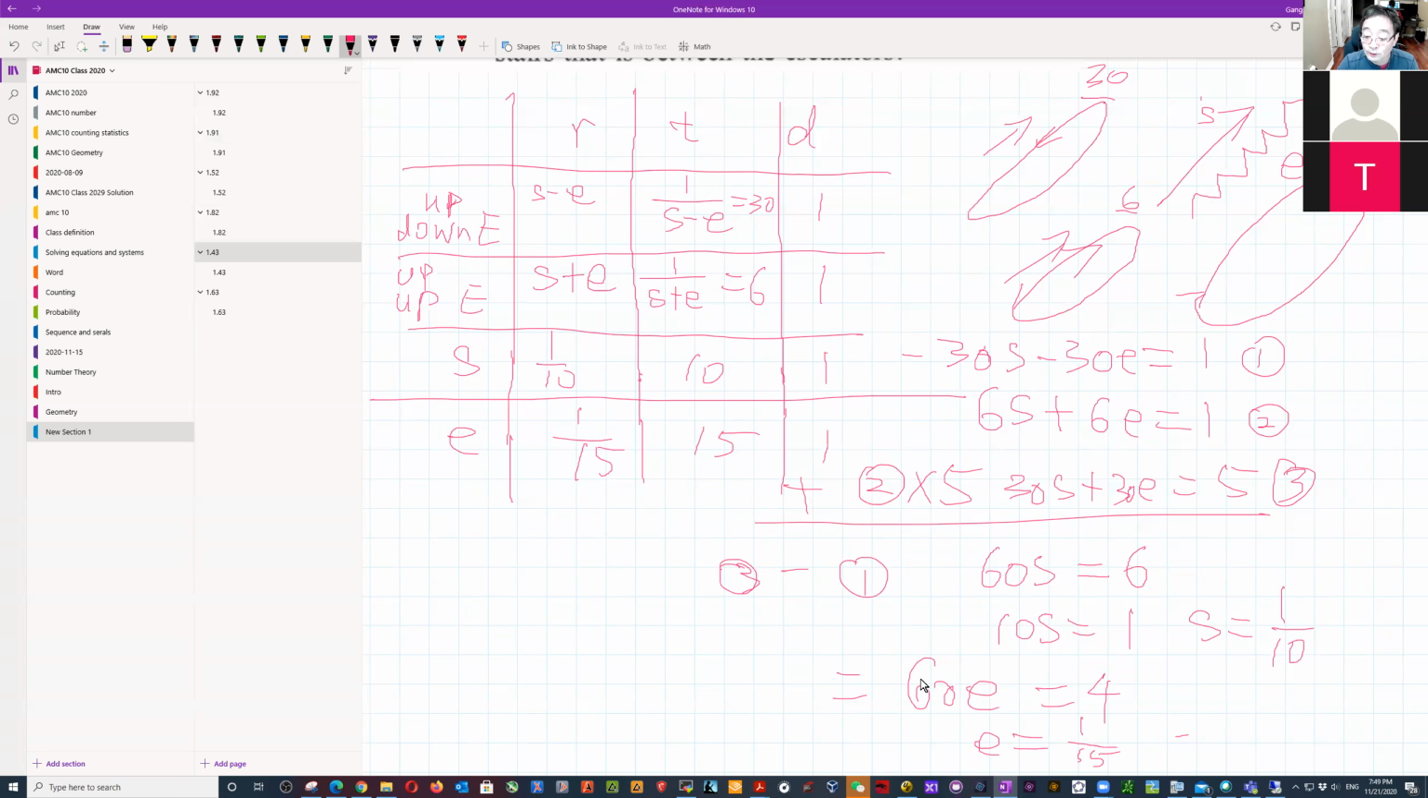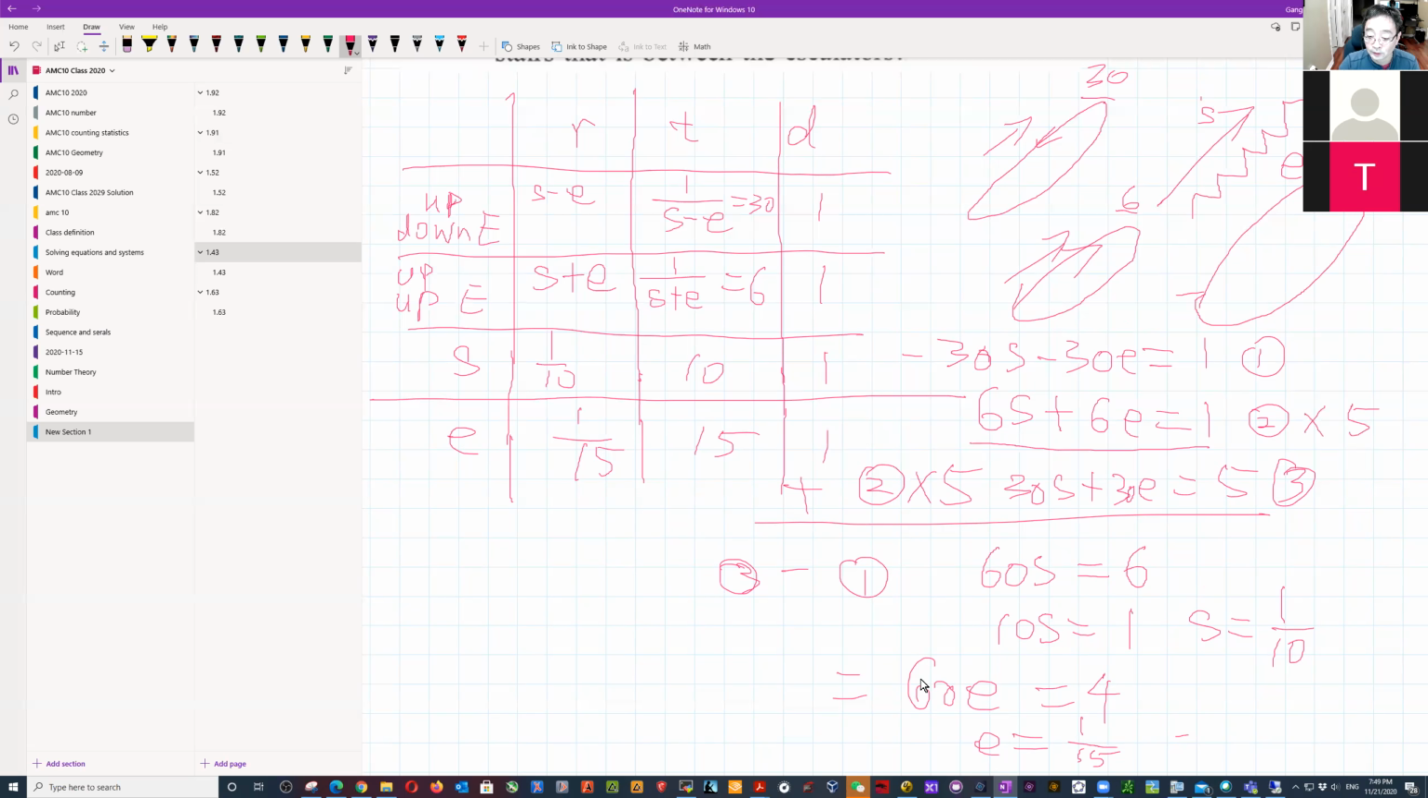Yes. So why would 30s plus 30e equal to 5? Oh, just 2 multiplied by 5. Wait, why would you multiply it by 5 then? Oh, I multiply by 5 so that I can synchronize the coefficient between 1 and 3. I can do the addition and subtraction.